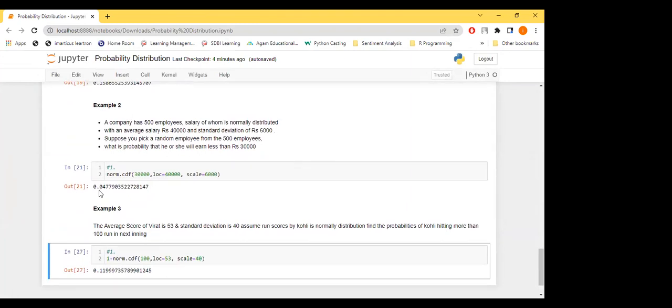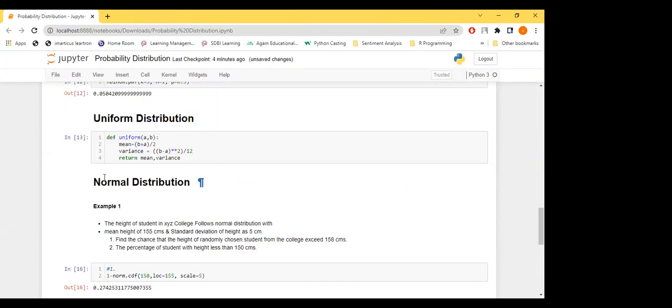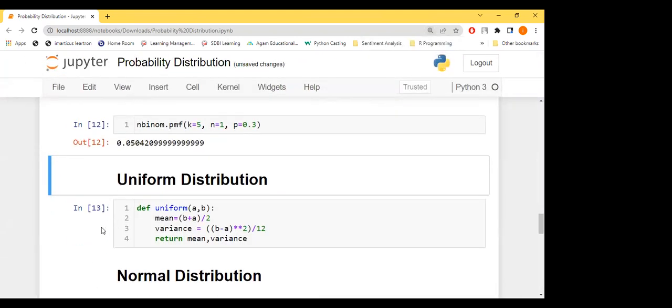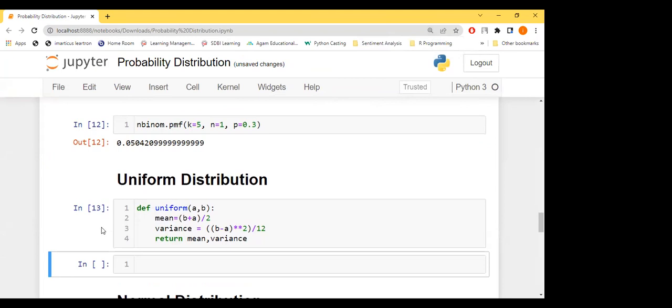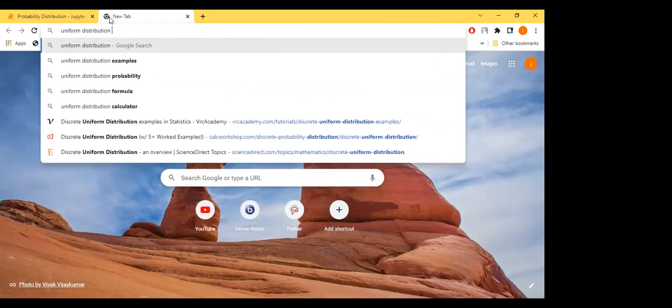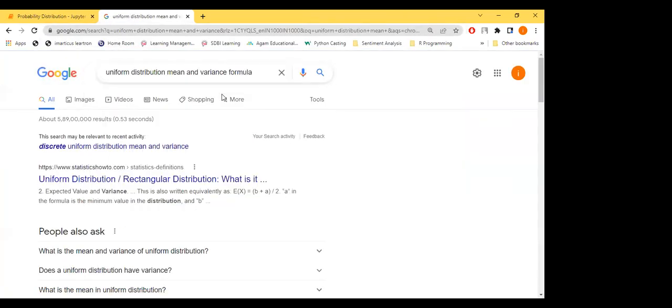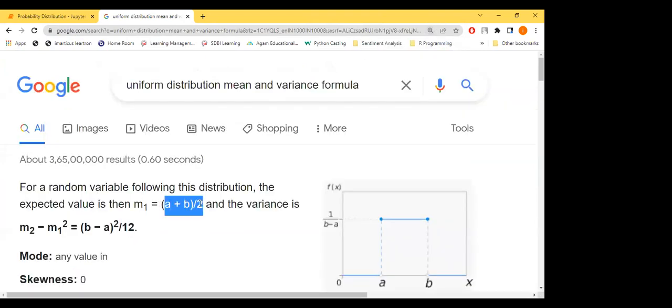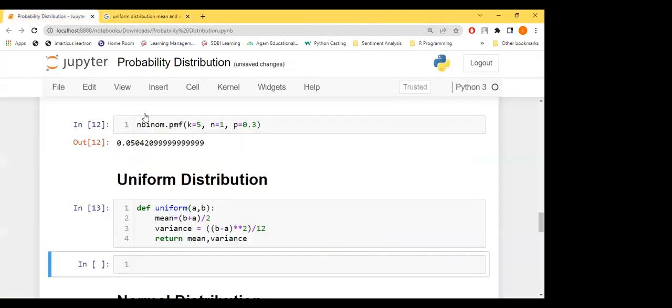There is one more. Here we have something known as uniform distribution. Let's write the formula for the uniform, which computes mean and variance. This formula was made by scientists. You can see the uniform distribution mean and variance formula. I'll show you the formula over here. See, mean is A plus B divided by 2. A minus B squared divided by 12 is the variance. Same thing I've written over here.